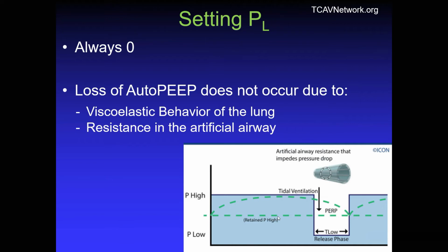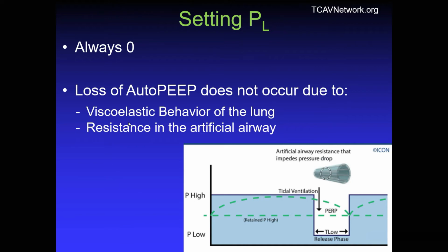And because the T low is kept so short with TCAV, even though P low is set to 0, it never really gets there. The actuality of what happens is not truly like shown on the more squared off pressure wave tracings, but it actually is more like this dotted line, where even though P low is set to 0, it never gets there, not even close.